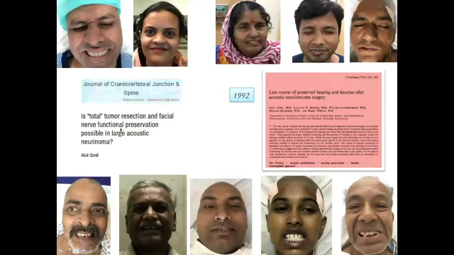Essentially, the role of surgery is to have a beautiful smiling face, but this does not happen. And I tell you, this does not happen on a regular basis in the hands of most neurosurgeons of the world. So I had said in one of my articles, is total tumor resection and facial nerve preservation possible in large acoustic tumor? Total resection means you completely bare the nerve. This kind of total resection and facial nerve preservation is possible, but in a very small and limited number of cases. Essentially, what matters is the face.